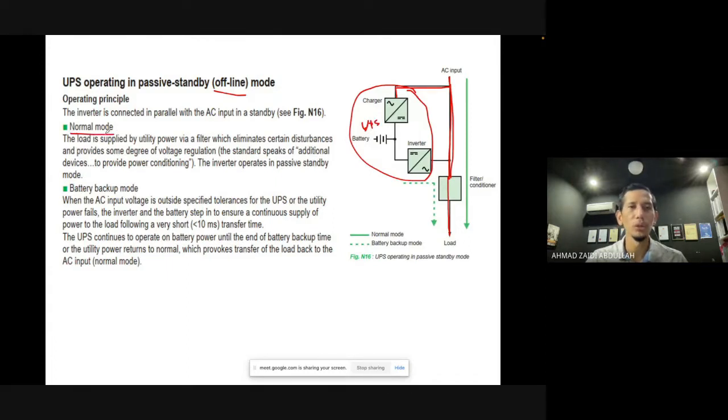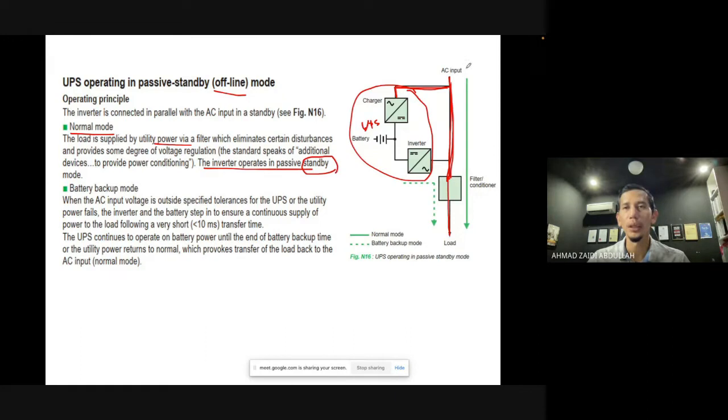So during the normal mode, the load is supplied by utility power, with some degree of regulation as usual. And then the inverter operates in passive standby mode. So supply is still coming into the UPS, and during that time the charger charges the battery, and the inverter is on standby mode, ready in standby.